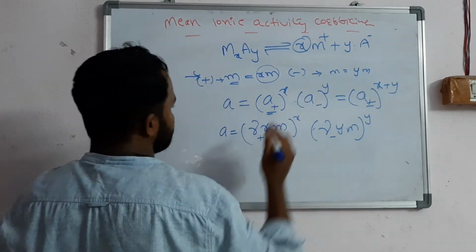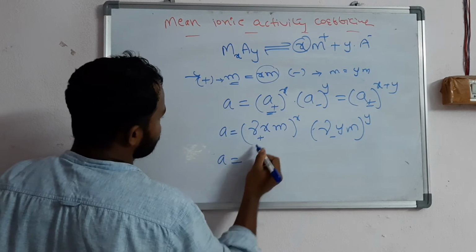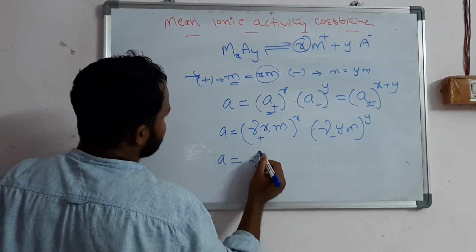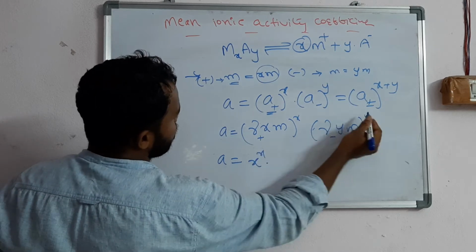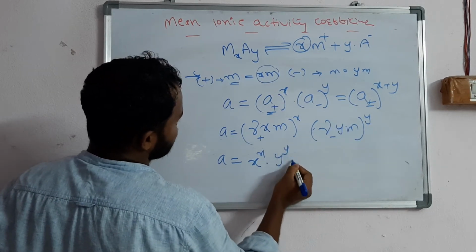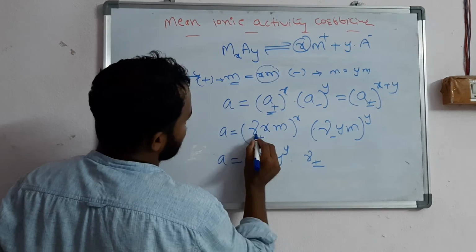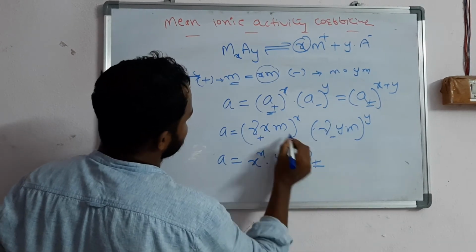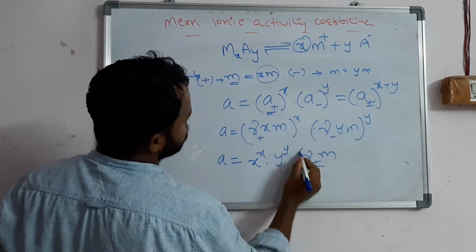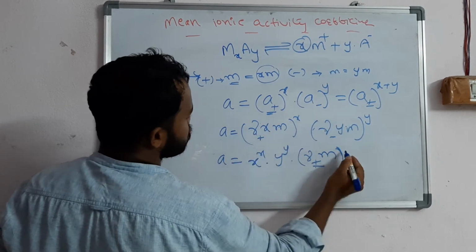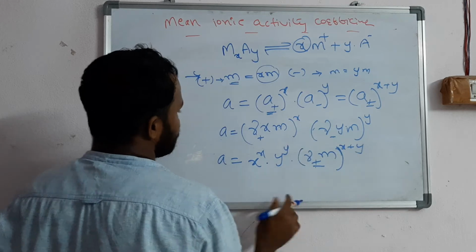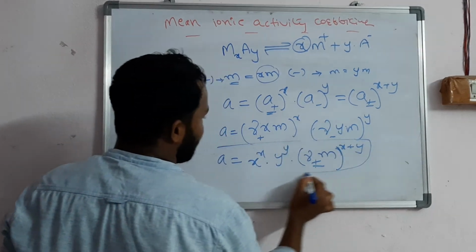So A is equal to what you will get? Separate terms: first you should write X power X into Y power Y, remaining is gamma plus or minus, M. Gamma plus gamma minus is gamma plus or minus. Both the terms have power X and Y. So whenever bases are same, you should add the powers, sum X plus Y. So this is for activity.